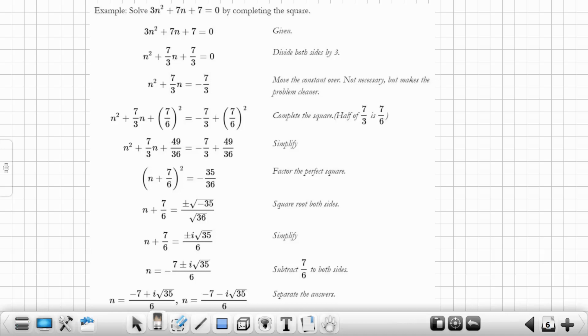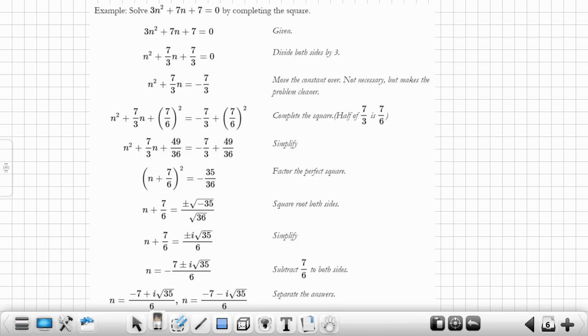Solve 3n squared plus 7n plus 7 equals 0 by completing the square. First step, remember I told you guys the coefficient in front of our squared variable needs to be 1. So the first thing I do is divide everything by 3. That made my coefficient in front of my n squared 1. Are there any questions on just step 1? 7 doesn't divide by 3 evenly, so we get 7/3 and 7/3.